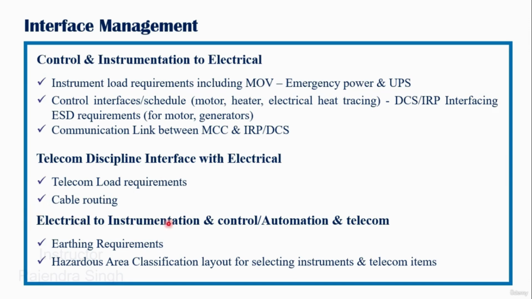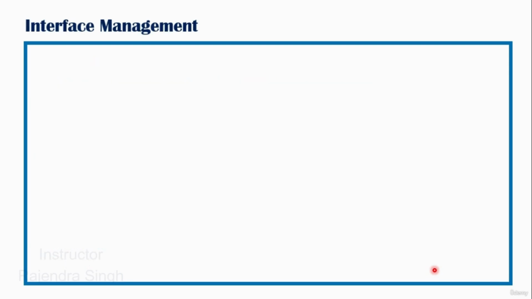Then electrical to instrumentation, C&I and telecom team. Earthing requirements have to be mutually aligned with the E&I team, and accordingly the earthing design has to be considered by the electrical team. Hazardous area classification layout for selection of instrument and telecom items. In many cases our process team finalizes the hazardous area classification layout, which is taken as an input by the electrical and instrument team for selection of flameproof equipment for the plant.